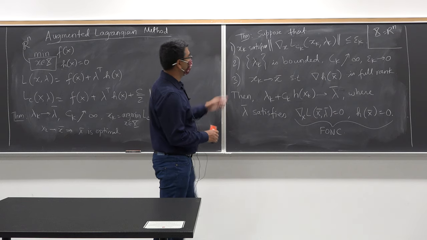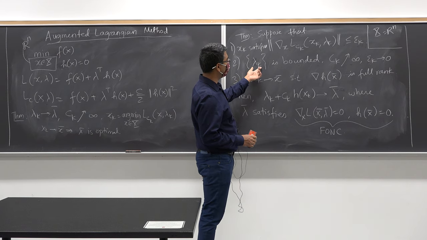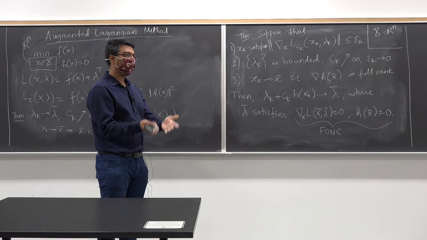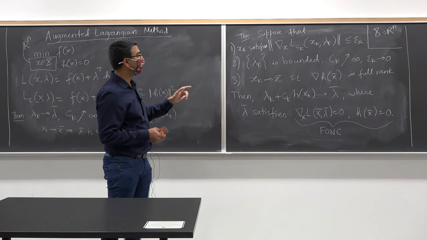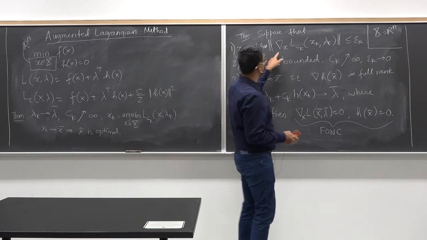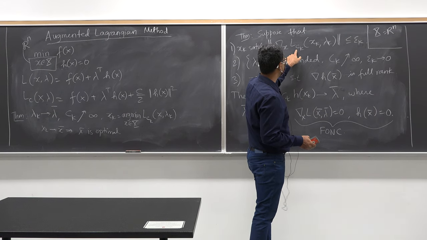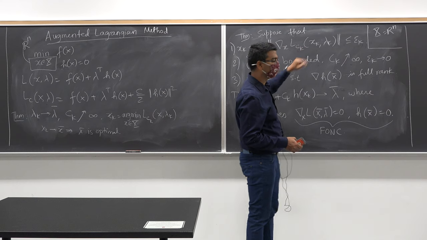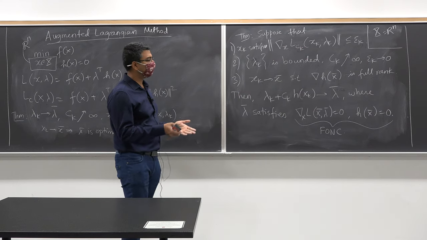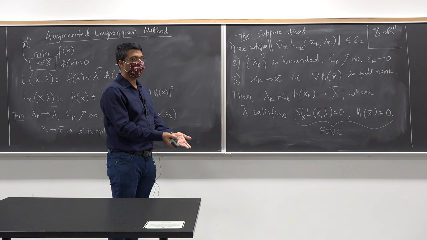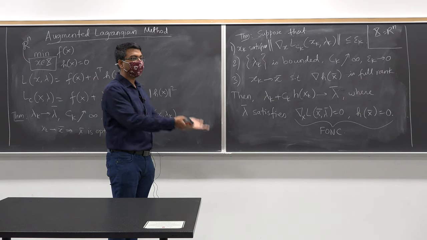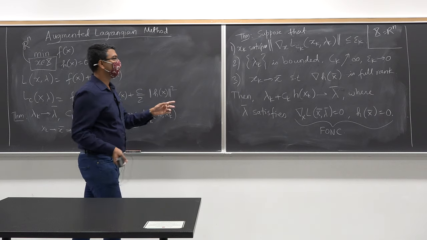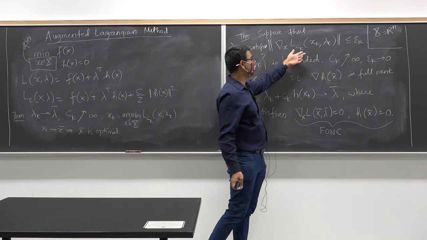Okay. But the problem is, how do you pick lambda k? So let's say you pick x0 and you pick lambda 0. Once you pick lambda 0, you can continue the gradient descent so that you reach an approximate stationary point of L_c0. Now the question is, you have to figure out what lambda 1 should be, so that you can then rerun the gradient descent and compute an approximate stationary point of L_c1.